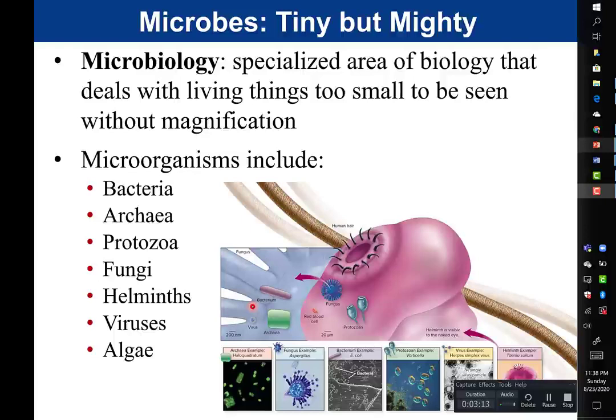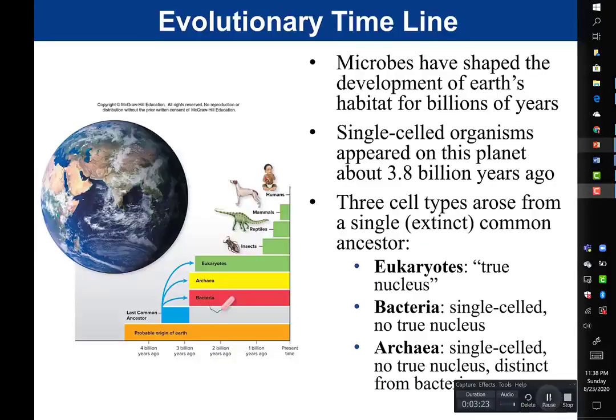So what we're going to look at now is what these different groups of organisms have in common, and what they have as differences. Microbes have shaped the development of the Earth's habitat for billions of years. The Earth is approximately 4.6 billion years old, and that is when the Earth began.